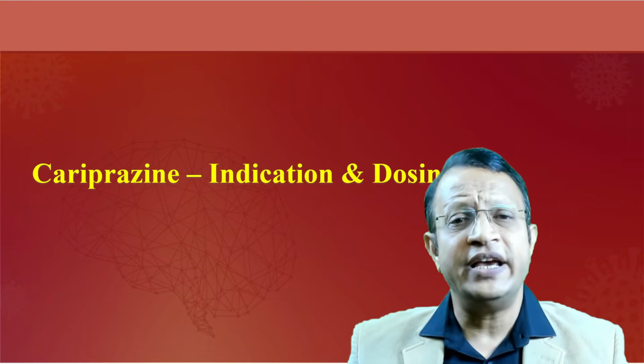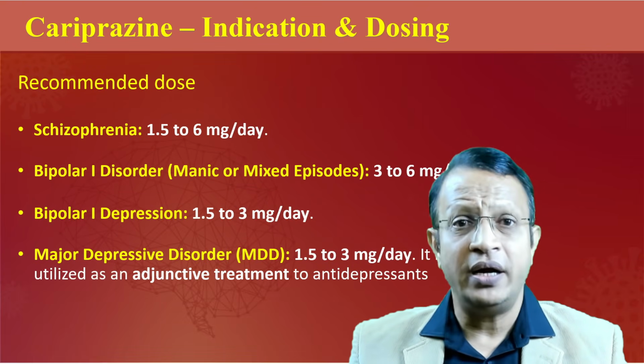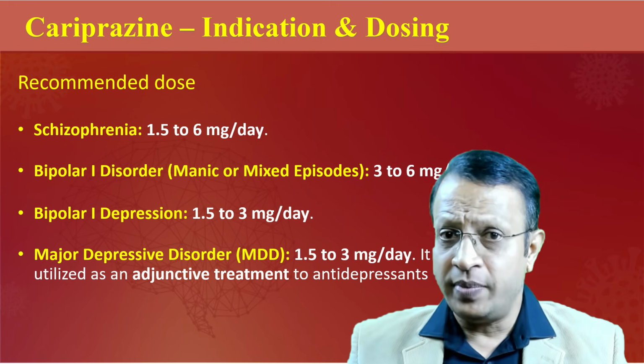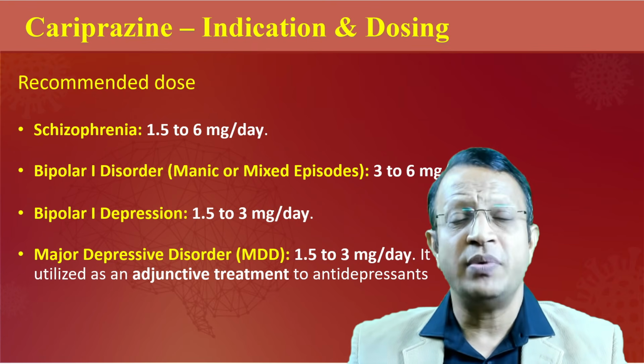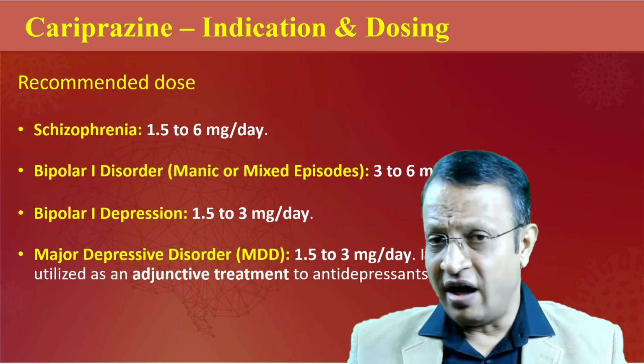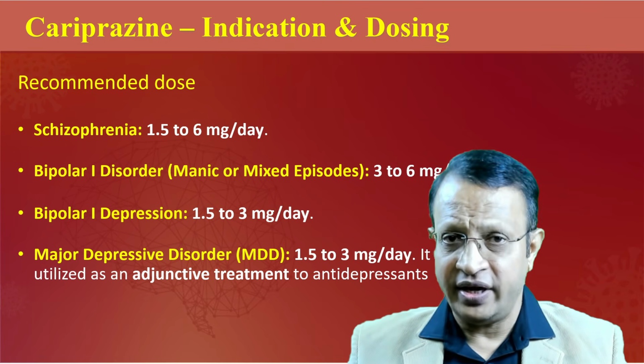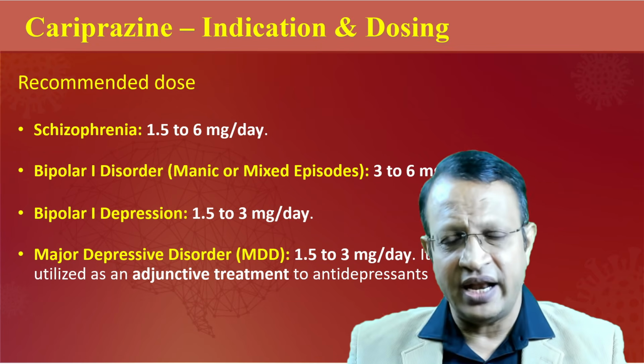Now let's look into the indication and dosing. The recommended dosage for schizophrenia as per FDA approved, start with 1.5 milligram, reach maximum 6 milligram per day. Since the half-life is 1 to 2 days, my dear friend, single OD dosage in the night is more than enough.